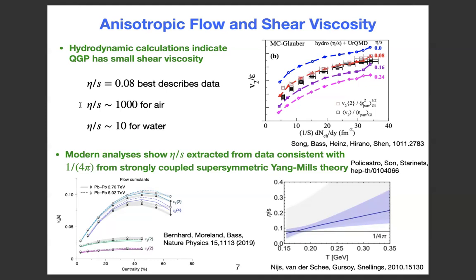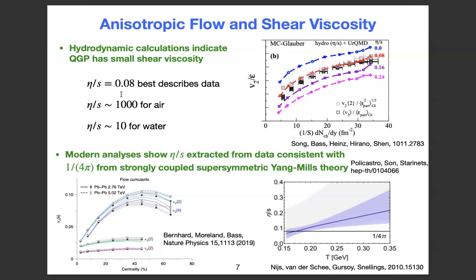But this is a very small number in nature. And to give you a feeling about that, η/s, the shear viscosity divided by the entropy density, is 1,000 for air. But for water, η/s is just 10. And this connects to our everyday feeling. Like if you try to stir the water, you don't feel much resistance. That means the shear viscosity is small. But for water, that is 10. For the quark-gluon plasma, it's 0.08. And that's why people call the quark-gluon plasma almost a perfect fluid.